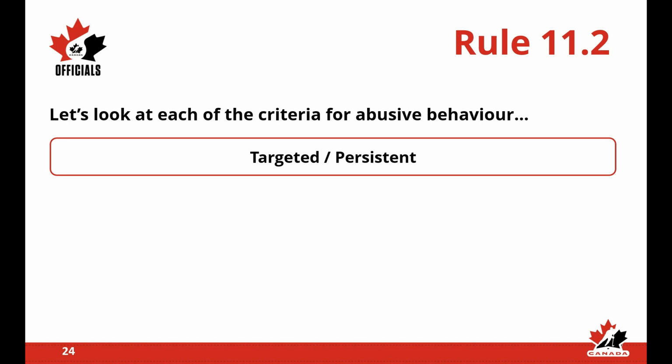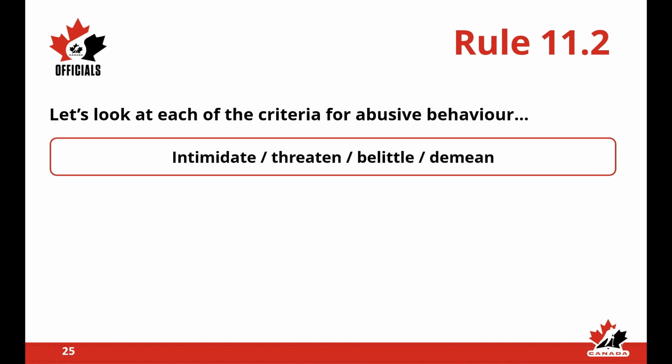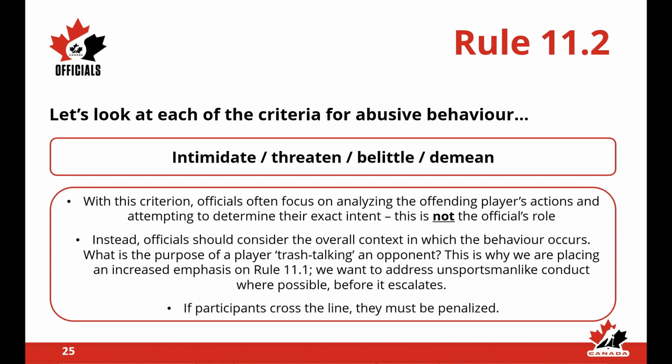Let's look at each of the criteria for abusive behavior. Targeted or persistent. This may look like a player engaging with one or more opposing players on different occasions throughout the game. This may look like multiple players targeting a particular opposing player. And when we talk about intimidate, threaten, belittle, demean, with this criterion, officials often focus on analyzing the offending player's actions and attempting to determine their exact intent. This is not the official's role. Instead, officials should consider the overall context in which the behavior occurs. What is the purpose of a player trash talking an opponent? This is why we are placing an increased emphasis on Rule 11.1. We want to address unsportsmanlike conduct where possible before it escalates. If participants cross the line, they must be penalized.